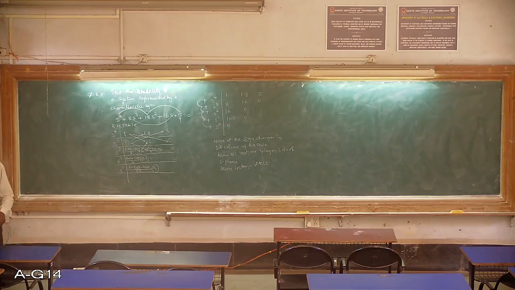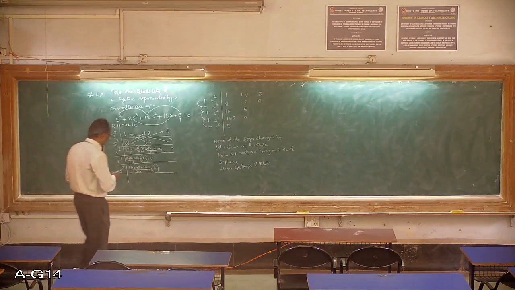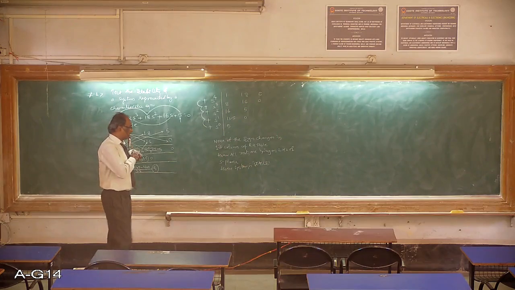Then we'll move on to calculating the limiting gain k. How much gain we can increase for a given system to be stable.